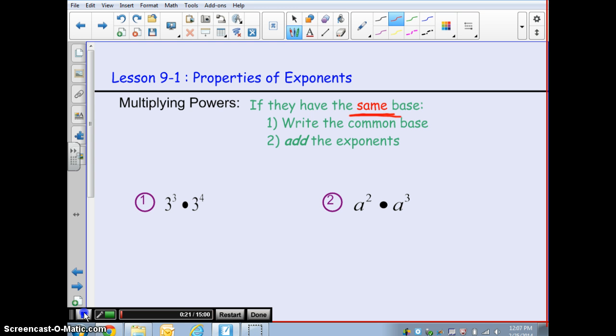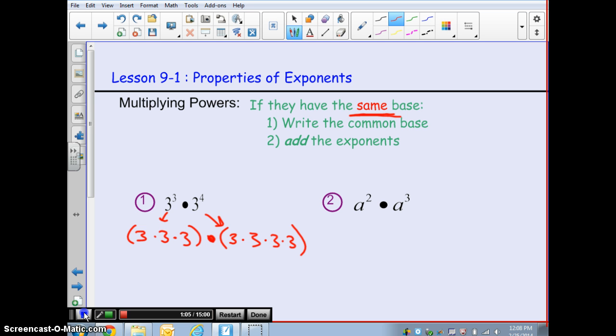So you can only use these laws for multiplying powers or dividing powers when we have the same base. So let's take a look at number one. We're going to multiply 3 to the third power times 3 to the fourth power. Now before we multiply this out, let's go ahead and expand this. What I mean by that, we're going to show this as repeated multiplication. So for 3 to the third power, that's really saying 3 times 3 times 3. And we're going to multiply this times 3 to the fourth power, which is 3 times 3 times 3 times 3.